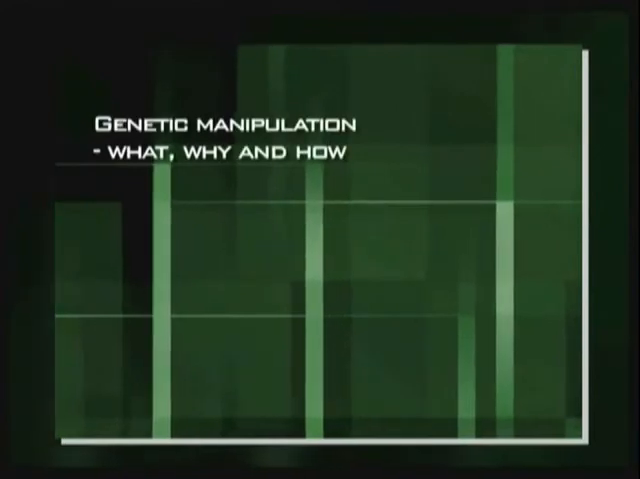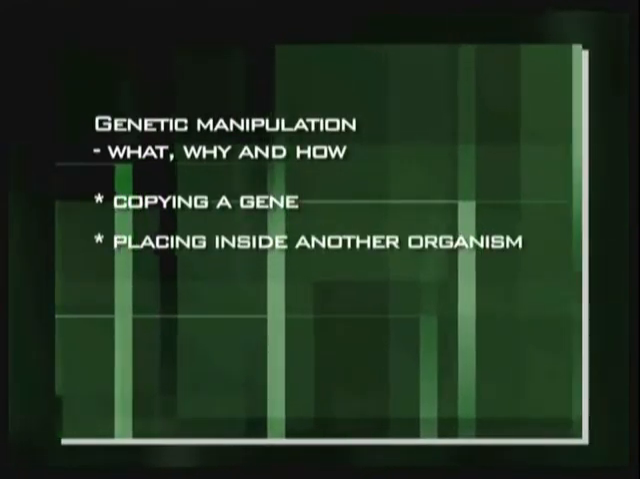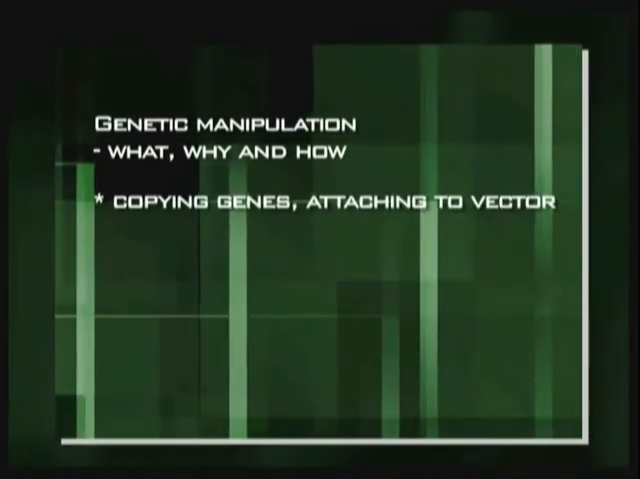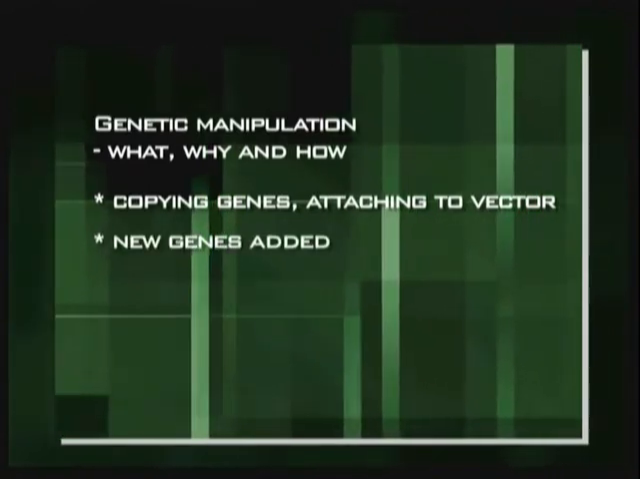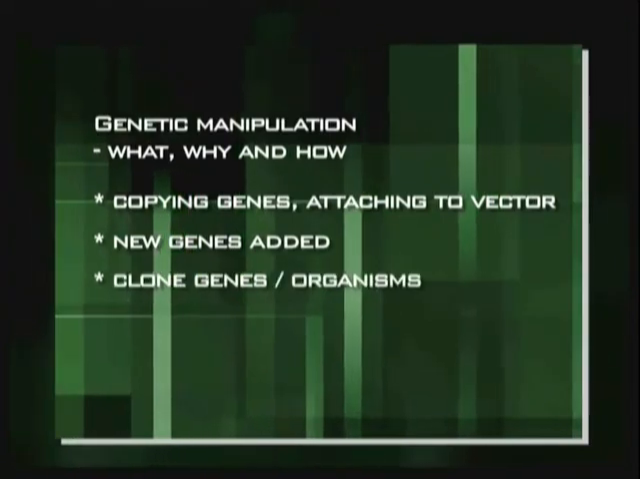So, genetic modification is based on the idea of copying a gene and placing it inside another organism or cell. By copying genes and attaching them to a vector, new genes can be added to an organism's genetic code. Scientists can also clone genes or organisms.